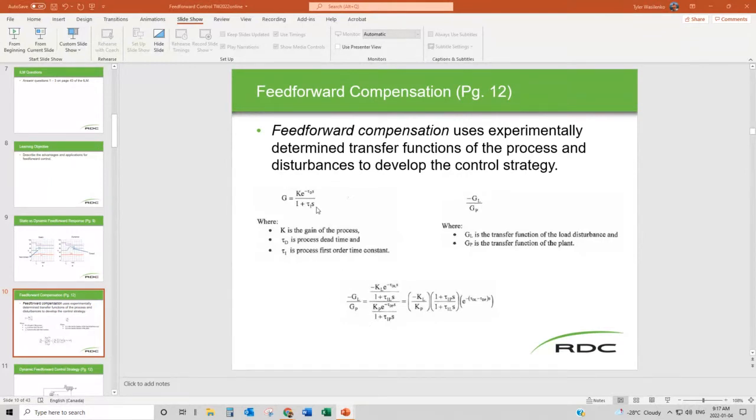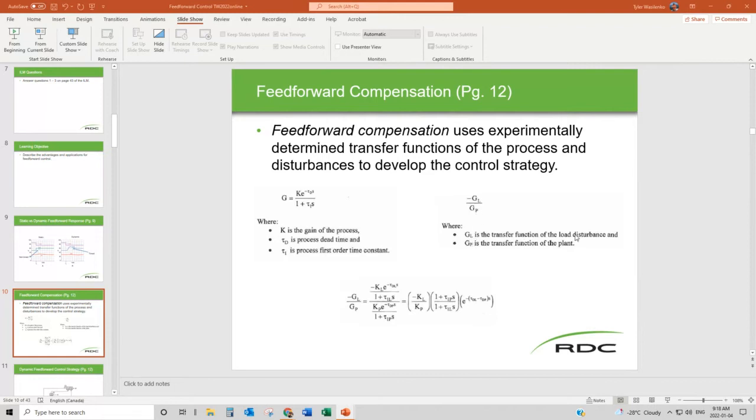So just to review our Laplace transfer function terminology here, our overall gain is a result of the gain of the process represented by K, our dead time, which is represented by TD, and our T1 time, which is represented by T1S. We will end up with a Laplace transfer function equation for both a load disturbance as well as for process, and they're related to each other in this wonderful mathematical formula over here that gets boiled down to this marvelous little one that we use over here.